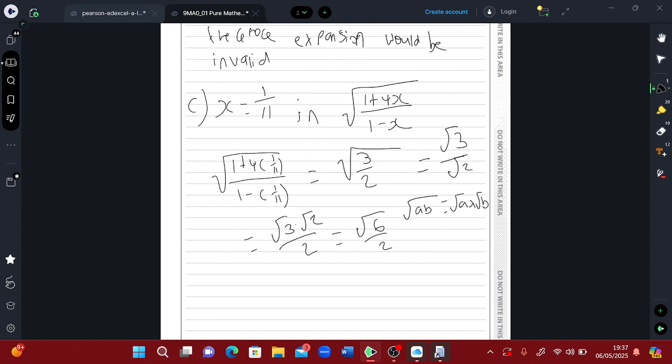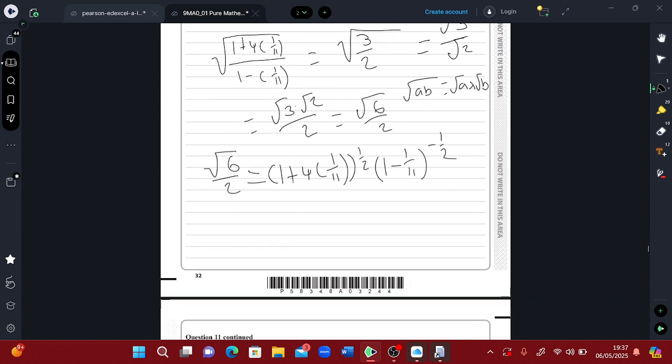So actually, what we do here is, if we were to substitute this directly into the expansion, you would get an approximation for root 6 over 2. So actually, let's do that here. So root 6 over 2 would be 1 plus 4x, sorry, 4 times 1 over 11 to a half, and 1 minus 1 over 11 to the minus a half.